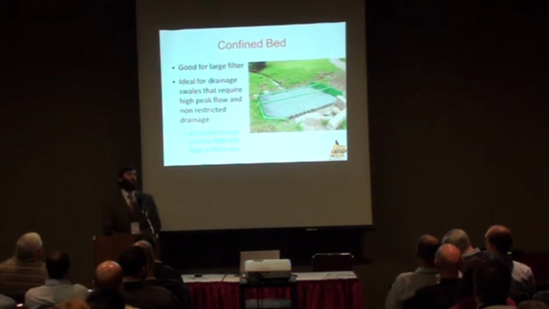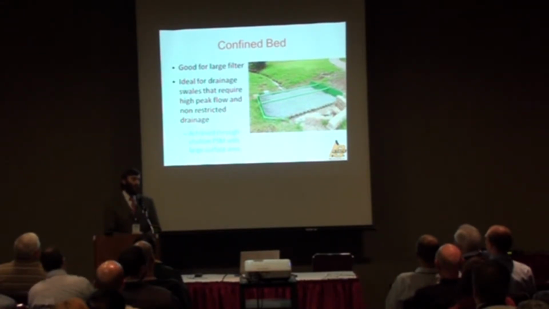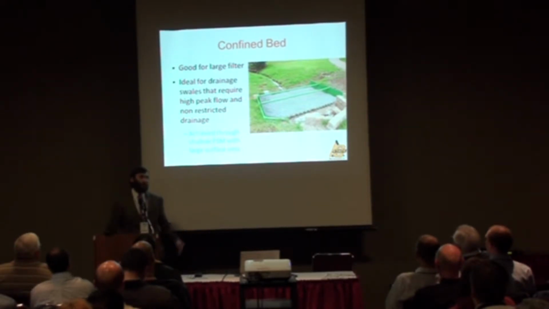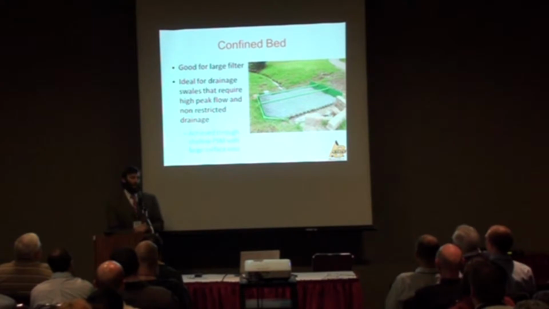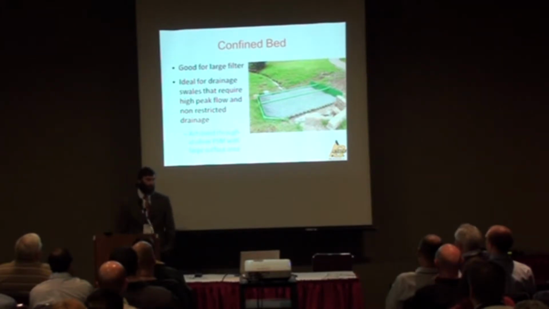This one is the one I'm personally most familiar with. It's my favorite, at least in the landscape of eastern Oklahoma, where we have some topography. It's the confined bed. The confined bed is very good for a large filter. You've got a very large amount of drainage with high peak flow rates. By creating a bed with a large amount of material, relatively shallow, and channeling that water through it, it can work quite well. So it's basically a contained bed of a shallow phosphorus sorption material. It's a large surface area.